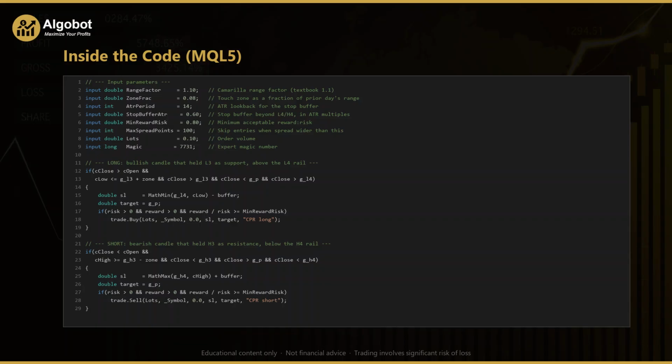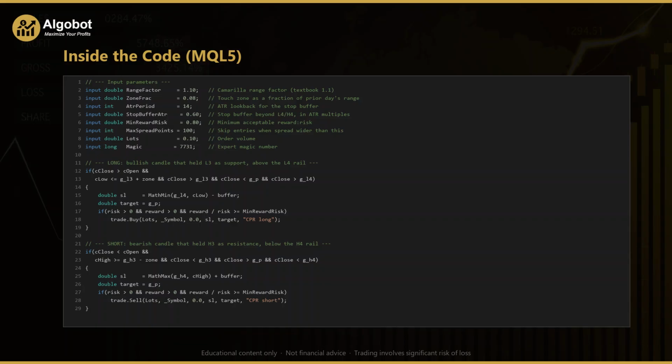ATR period and StopBufferAtr control the average true range stop buffer. MinRewardRisk sets the minimum reward to risk the setup must offer. MaxSpreadPoints skips entries when the spread is too wide, and Lots and Magic define the order size and the identifier the strategy uses to track its own trades. Now look at the long block on screen. The first line checks that the close is greater than the open, a bullish candle.